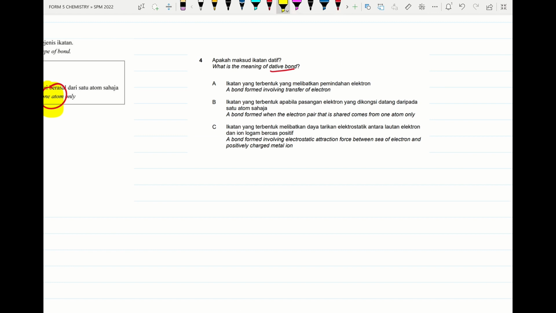So we go for the meaning of dative bonding. State the meaning of dative bonding. Transfer of valence electrons. This will be wrong. All right, so next one, the bond formed when the electron pair shared comes from one atom only. So the answer is B. All right, so we check answer number C, a bond involving electrostatic attraction forces between a sea of electrons and positively charged ions. So please remember, when a sea of electrons is mentioned, this will be metallic bonding.